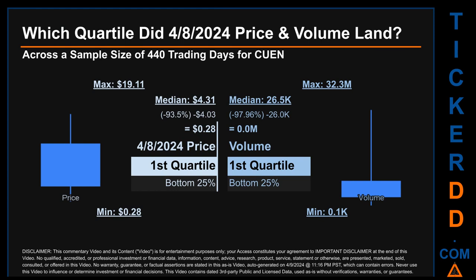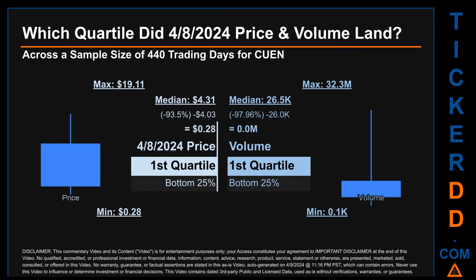The day's volume landed within the first quartile, at the bottom 25% of all sampled daily volume, which saw a max daily volume of 32.3 million and a minimum of 0.1 thousand. Quartiles tell us about the spread of a data set by breaking that data set into quarters, just like how the median breaks the set into half.